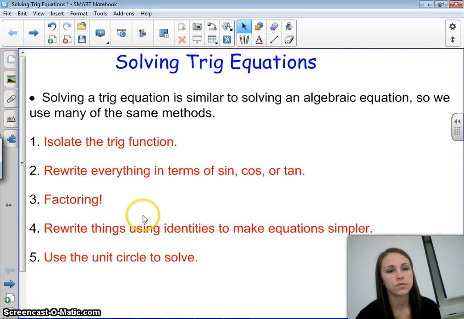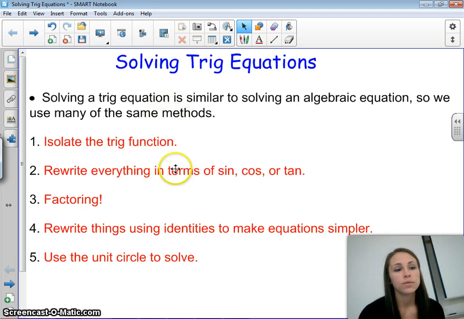Okay, so we're going to solve trig equations in this lesson. Solving a trig equation is really similar to solving an algebraic equation, just as you're going to use a lot of the same methods. The first thing you always want to try to do if you can, and some of them you won't be able to, is isolate the trig function, which means get the function by itself, kind of like you want to get x by itself when you're solving for x in a regular equation.